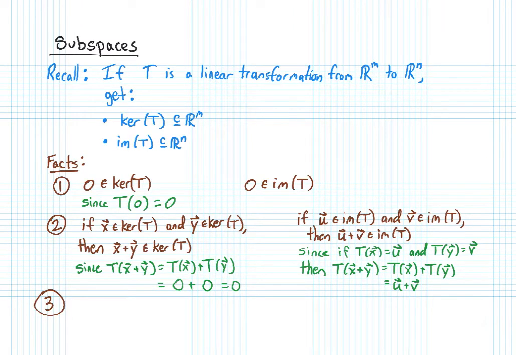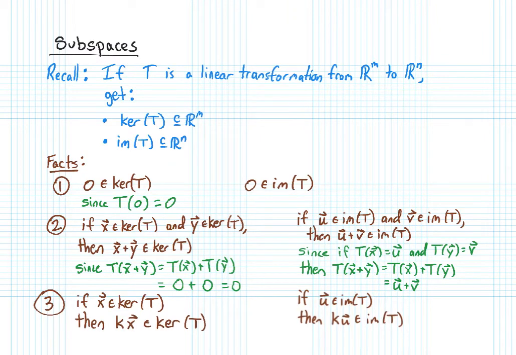And then the third fact is if x is in the kernel of T, then k times x is in the kernel of T for every scalar k. And there's a similar fact for the image, that if u is in the image of T, then k times u is in the image of T. I'll leave the proofs of these as an exercise for you. It's sort of similar to the proof for number 2, except you use scalar multiplication instead of addition.